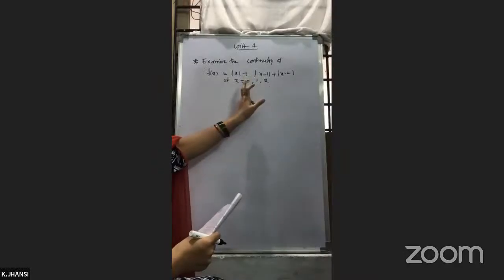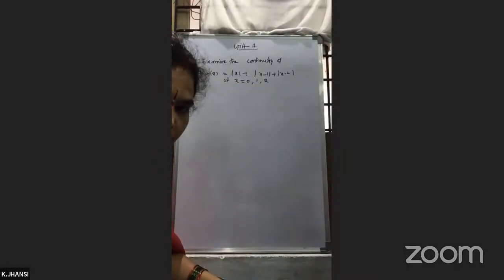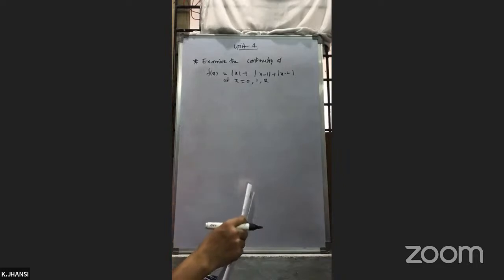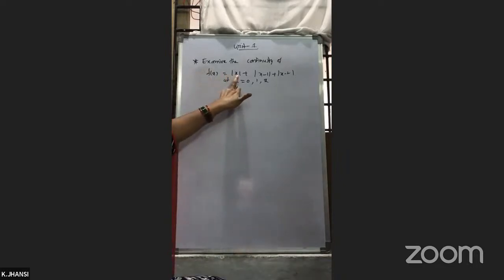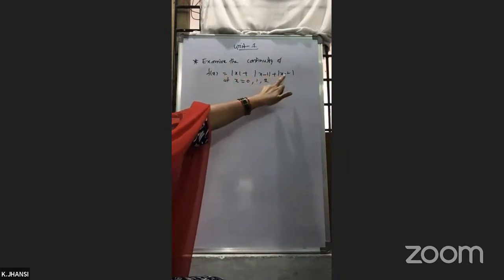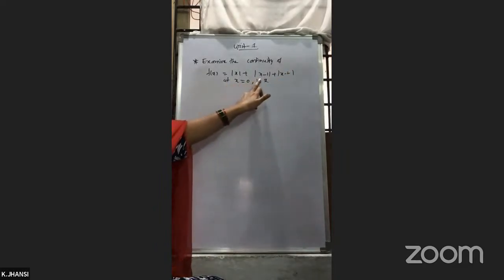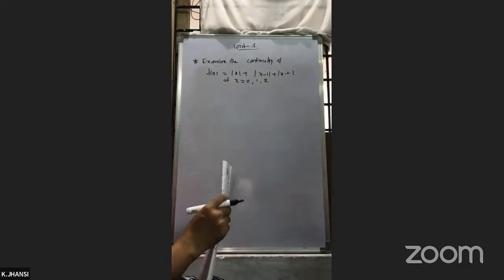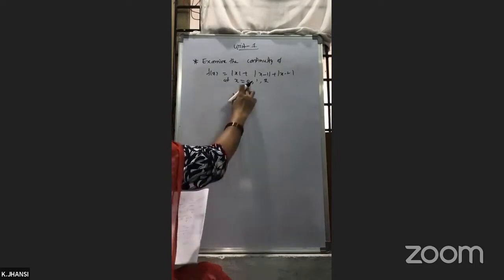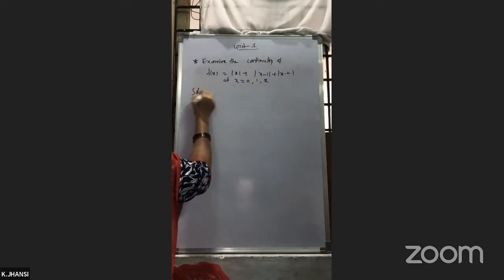The 3 points we have to see. So now you will get this. Now you will get it on YouTube. f of x equals mod x plus mod x minus 1 plus mod x minus 2 at x equals 0, 1 and 2. So now first we'll see at point 0.